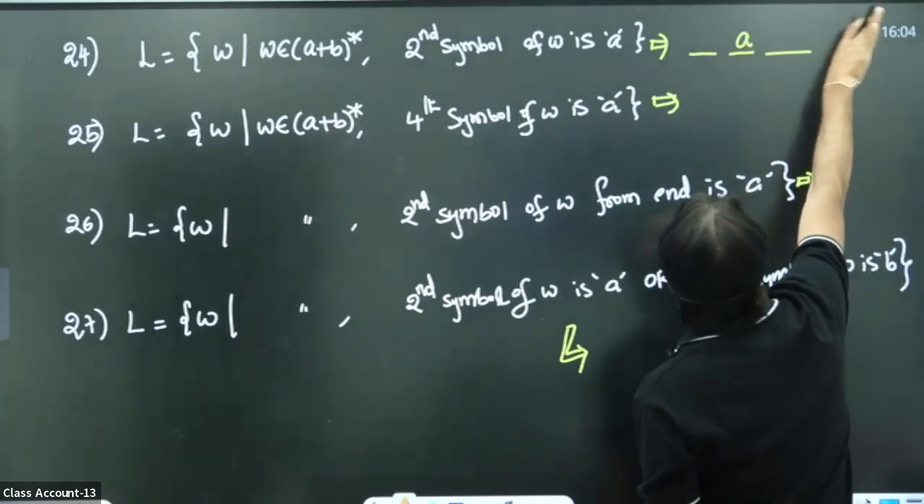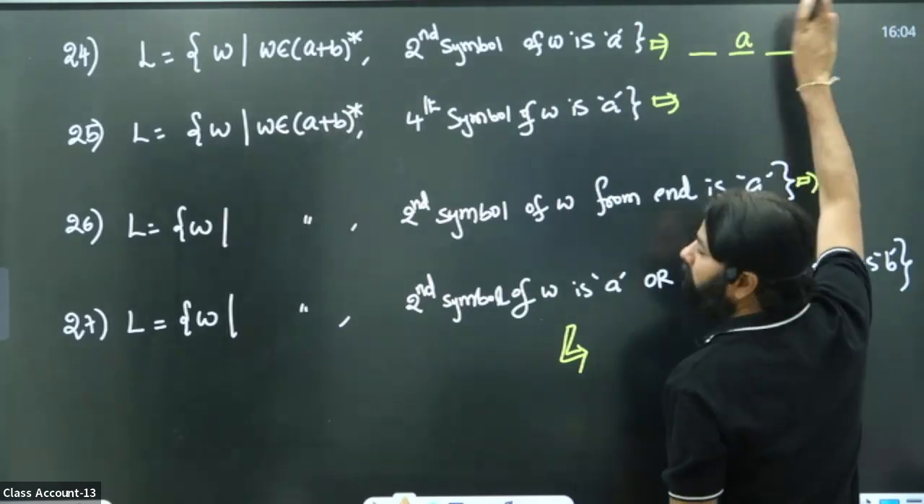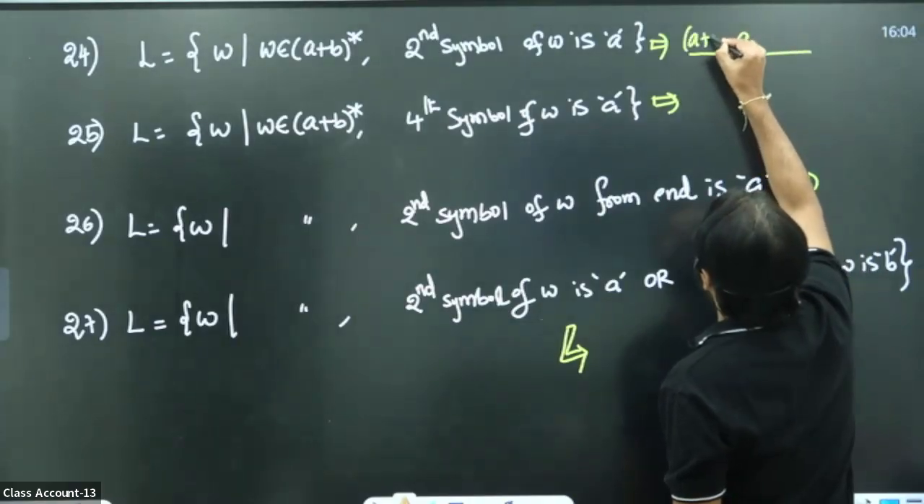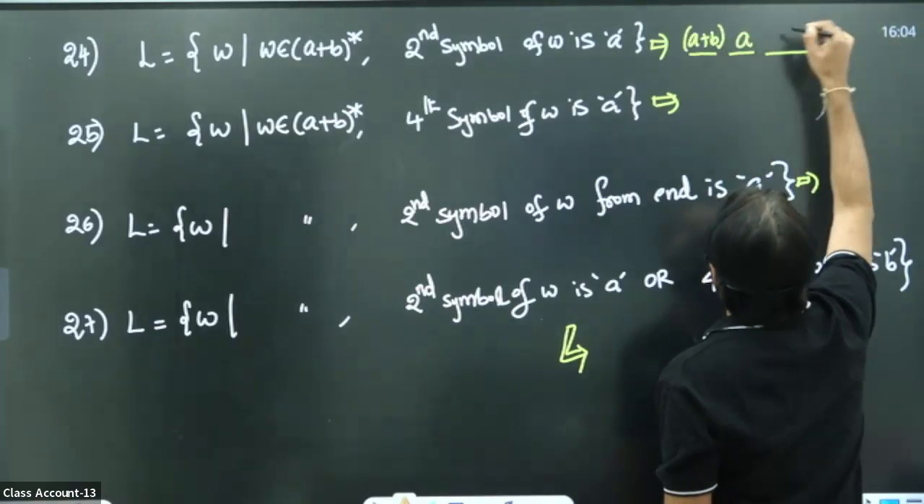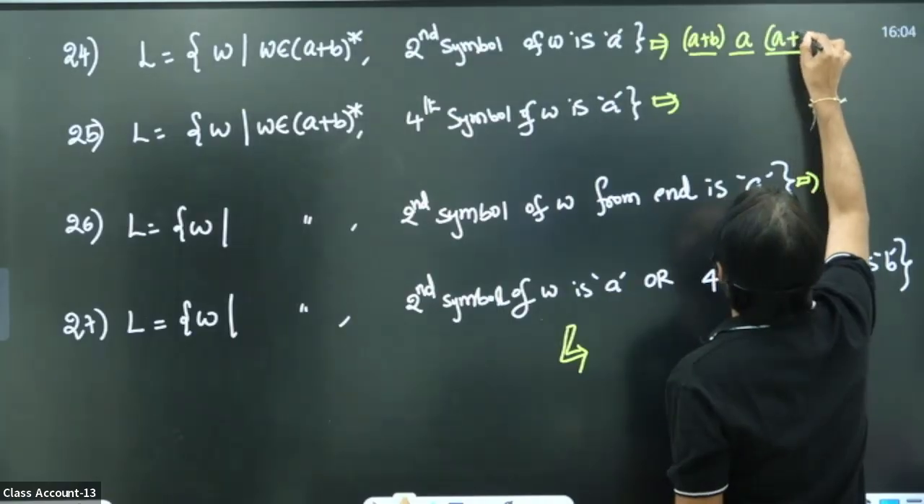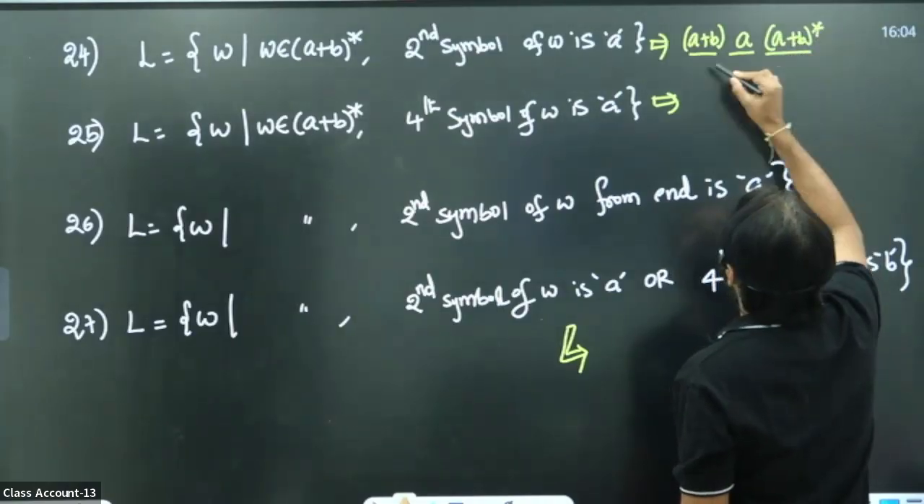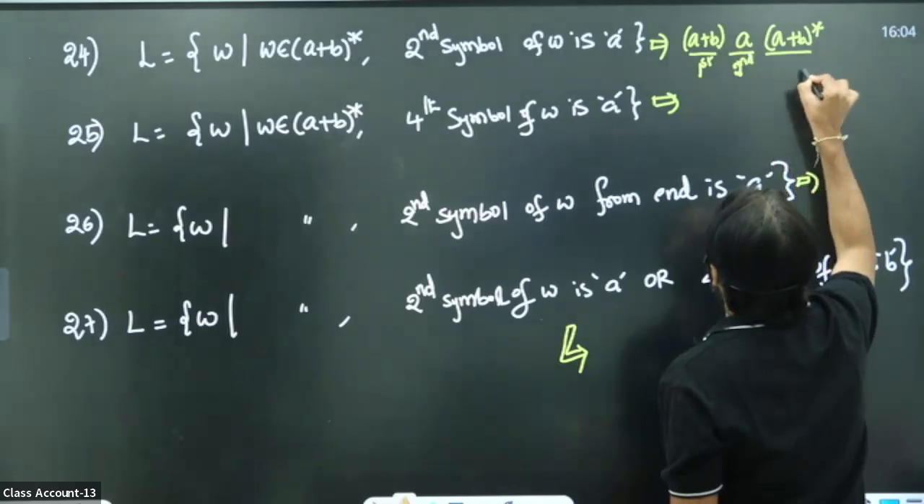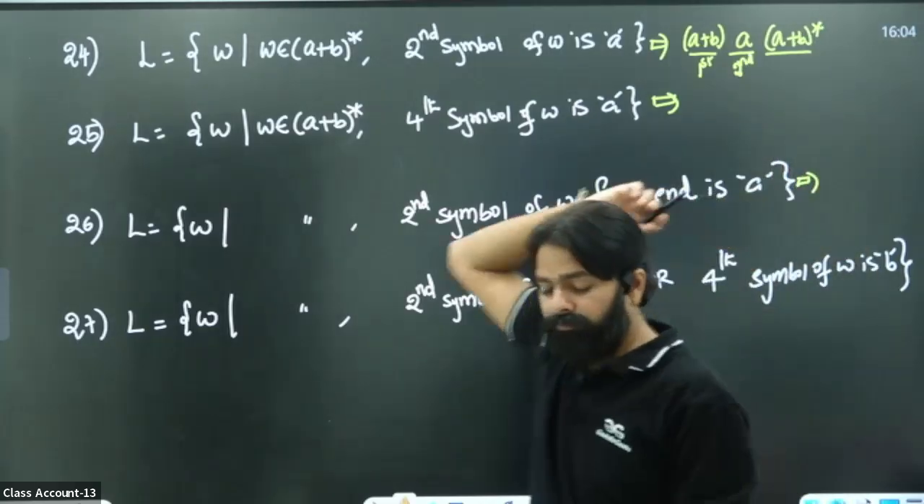And we don't have a restriction here. So third symbol onwards, we don't have any restriction. First symbol is any, so either A or B. And third onwards, we don't have any restriction at all, so (A plus B) whole star. First, second, and greater than or equal to 2. Greater than 2.